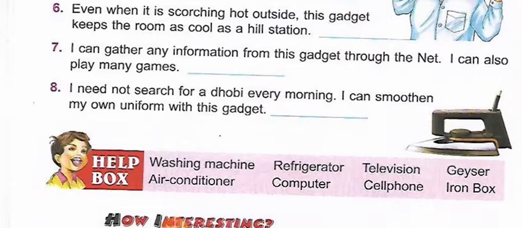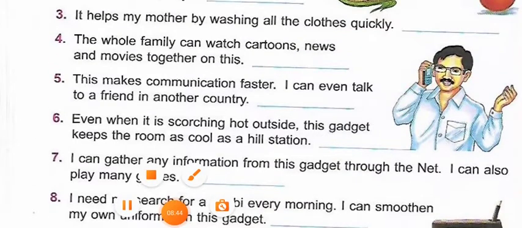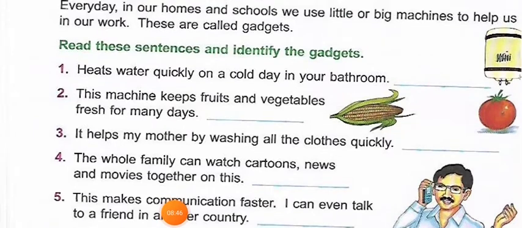Okay, children? So, understood this one? Let's start from the beginning. Heats water quickly on a cold day in your bathroom. Geyser. This machine keeps fruits and vegetables fresh for many days.